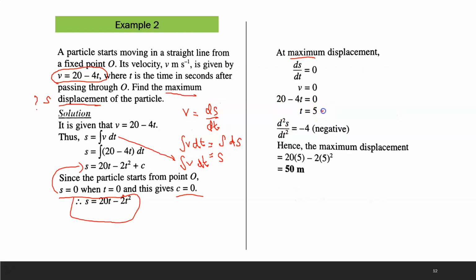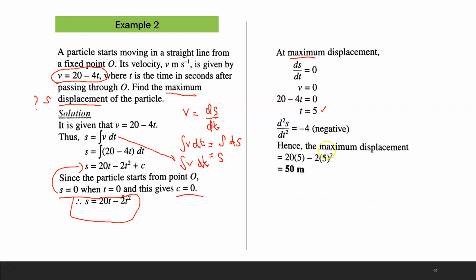Okay, now you tahu dah. The sasaran tu adalah maksimum pada t equal to 5. You will get maximum displacement when t equal to 5. So again, you need to differentiate it again, d square s over dt square. Kita kena differentiate dia lagi sekali untuk tengok whether dia positif or negatif, whether dia ke kiri atau ke kanan. So bila kita differentiate ds over dt, differentiate lagi kali kedua, you get negative 4, which is negative.